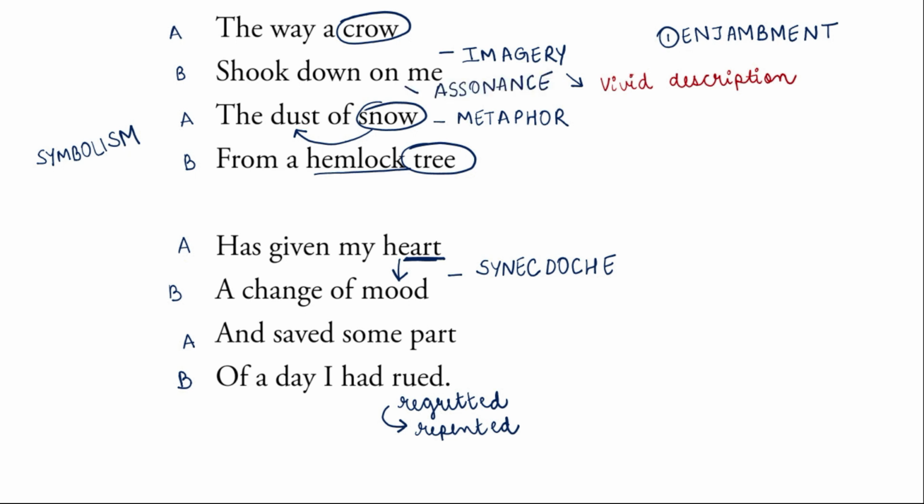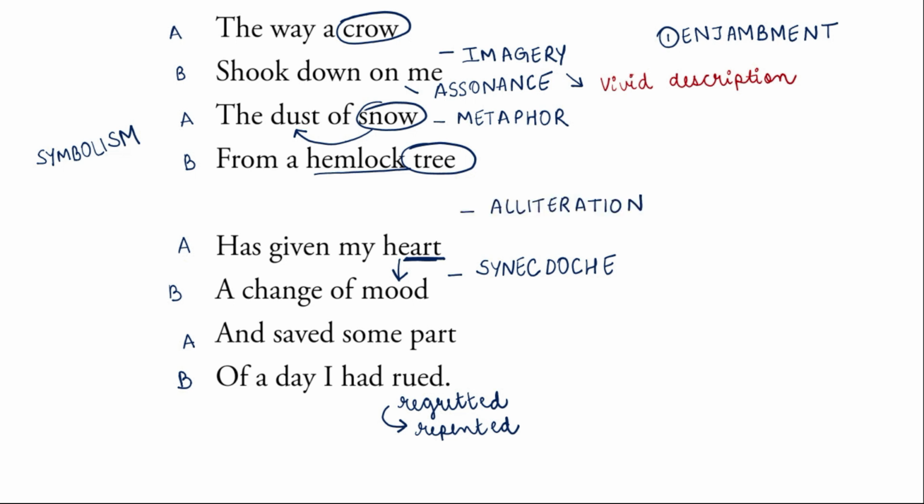If you see in the second line, there is another figure of speech called assonance. What is assonance? Repetition of a particular vowel sound in a sentence. Like if you see, shook has an o sound, down also has the o sound, and on also has the o sound. So repetition of a particular vowel sound in a single sentence is called assonance.